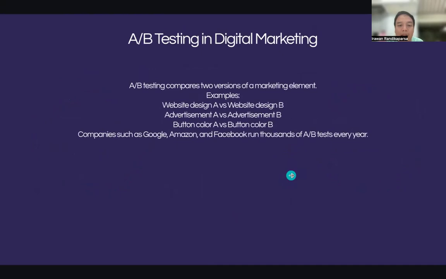And then here we have A/B testing. One of the most common experiment techniques in digital marketing is A/B testing. In A/B testing, two versions of a marketing element are compared to see which performs better, for example two website designs, two advertisements, or even two button colors. Companies like Google, Amazon, and Facebook conduct thousands of A/B tests every year to improve marketing performance.